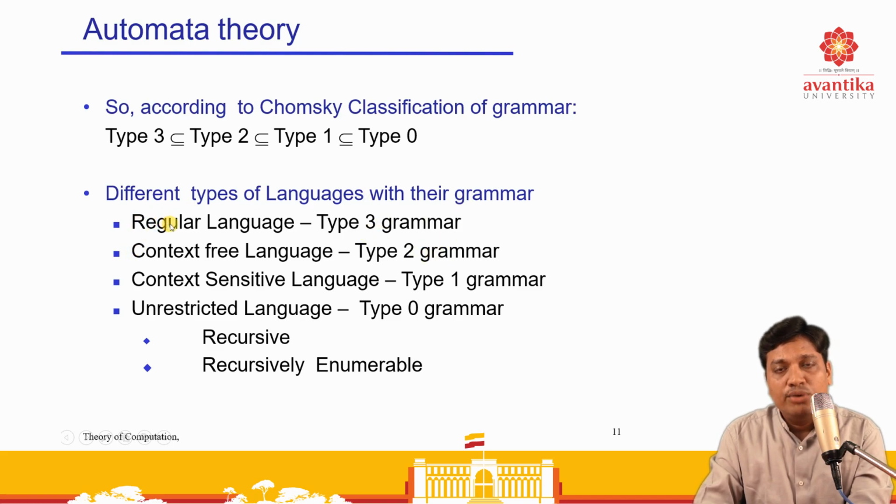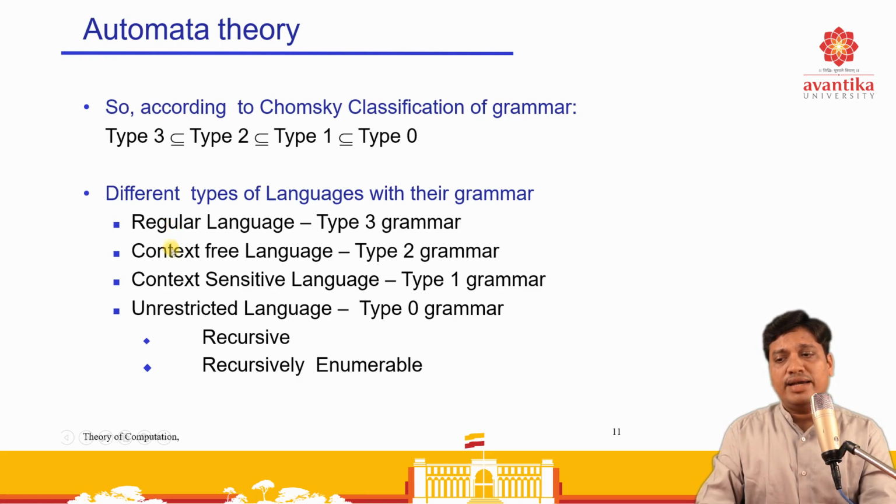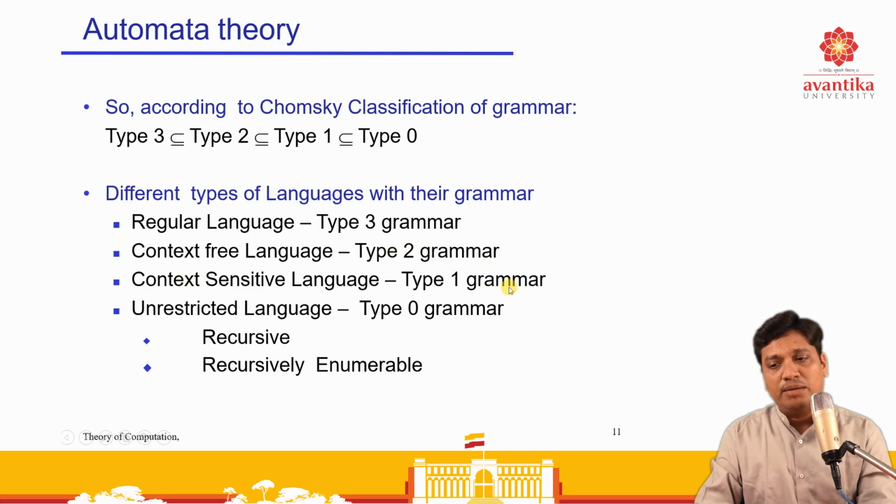Regular language is a part of type 3 grammar. Context-free language, type 2 grammar. Context-sensitive language, type 1 grammar. Here there is a variation in unrestricted grammar or type 0 grammar, because unrestricted language is further divided into 2 parts: recursive language and recursively enumerable language.